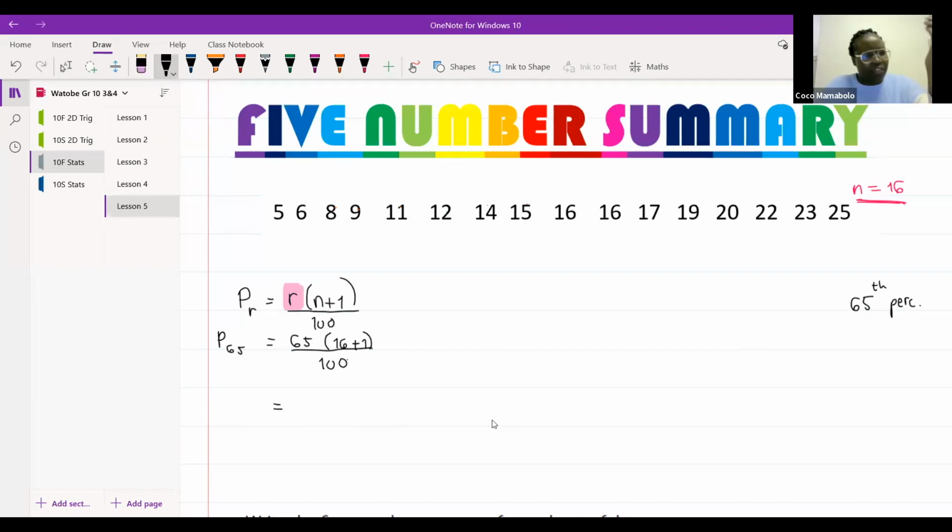Everybody's saying 11.05. Good. So again, this is our position. We need to go between two positions. Which ones? 1, 2, 3, 4, 5, 6, 7, 8, 9, 10, 11, 12. The 12th position. Correct.